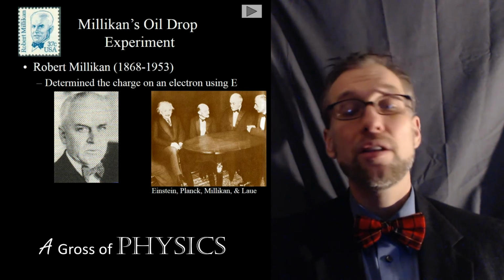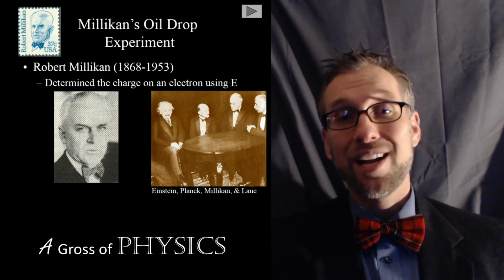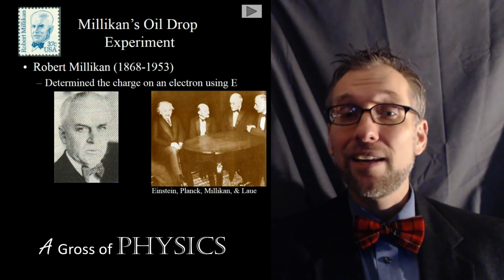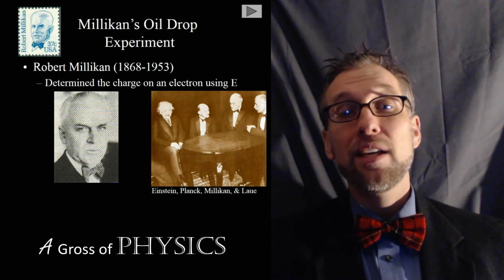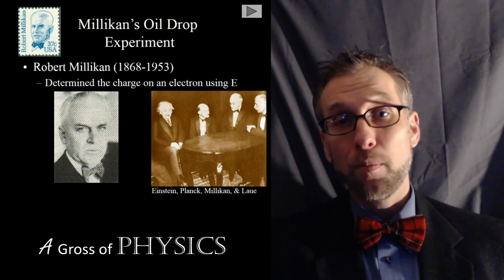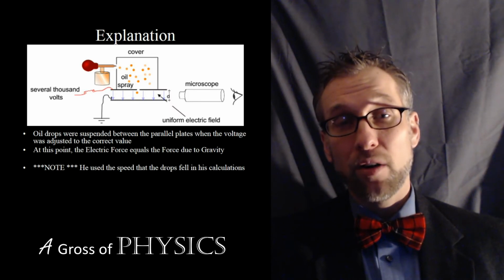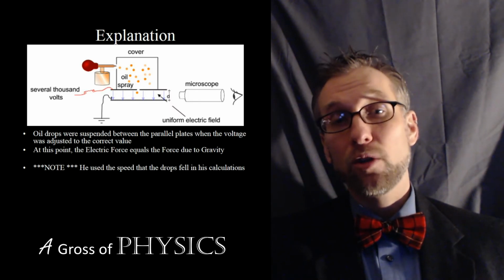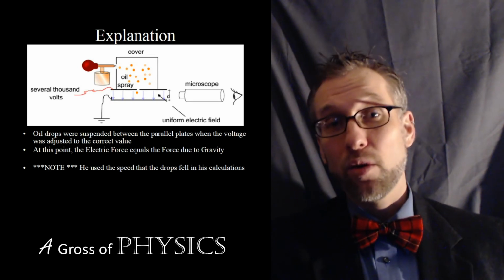What he did was he adjusted the voltage of the field so that the oil drops would fall at a constant rate. Well, when they did, if they had a constant velocity, he knew that the downward force of gravity was equal to the electric force upward. So if he knew the charge on each end of the parallel plate, as he dropped the oil droplets in between, he was able to know that the oil drops were in equilibrium.